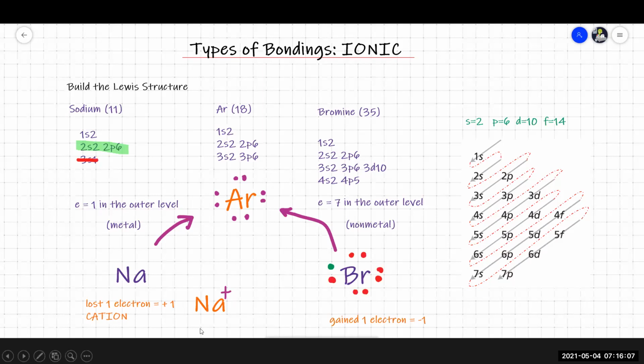You can see here, I'm telling you, let's build a Lewis structure for sodium, for argon, and for bromine. You can do it in your notebook. You can do the Lewis structure for sodium and tell me how it looks. Only the Lewis structure, okay? And then you tell me how the Lewis structure for sodium looks.